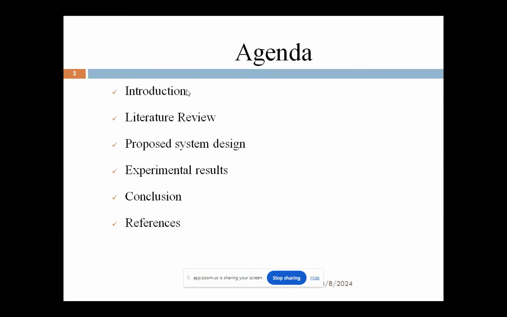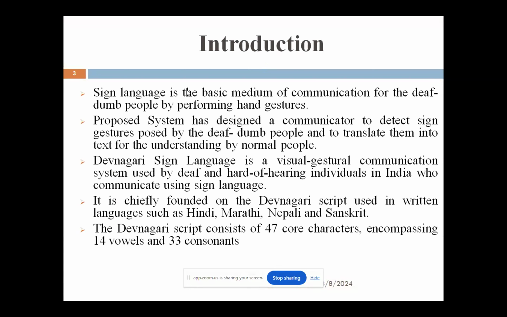So, introduction. Communication is all about getting and giving information, exchanging ideas, and sharing feelings. So normal people like us use languages such as English, Hindi, Marathi to communicate with each other. But deaf people use sign language as the medium of communication. Sign language uses hand gestures and body language to convey the message. This can involve combining hand shape, orientation, and the movement of hands.